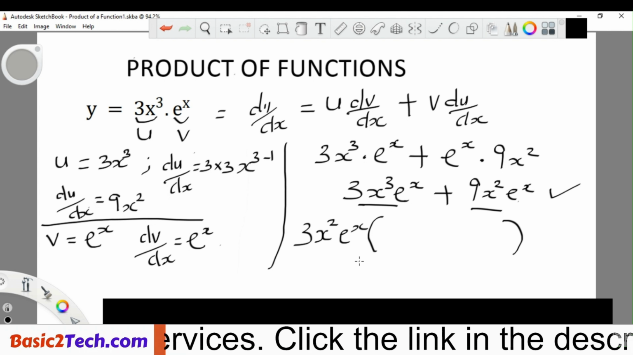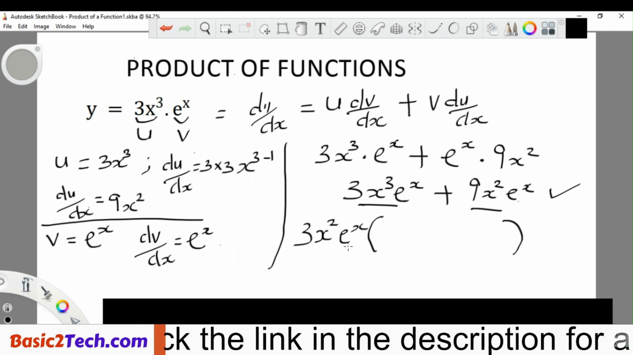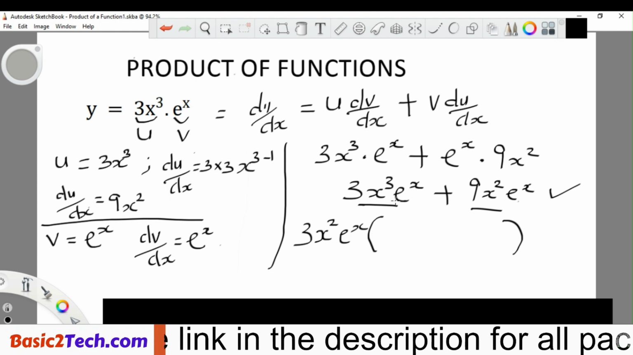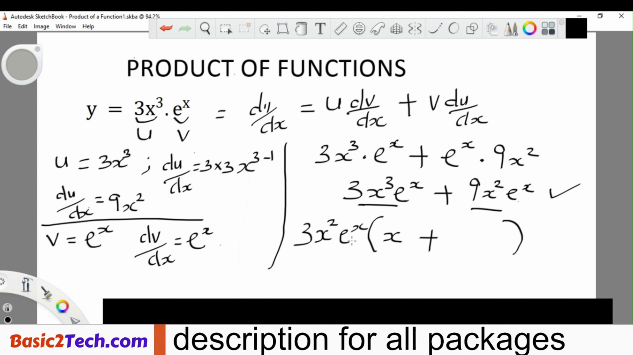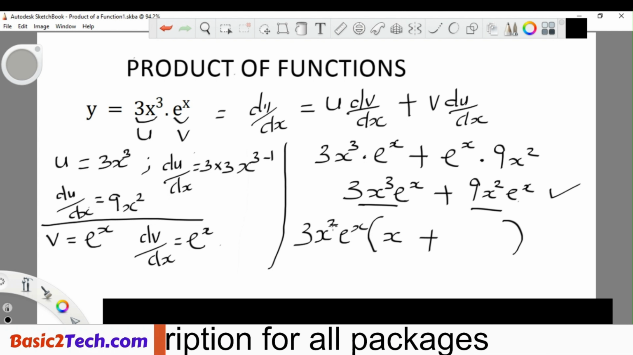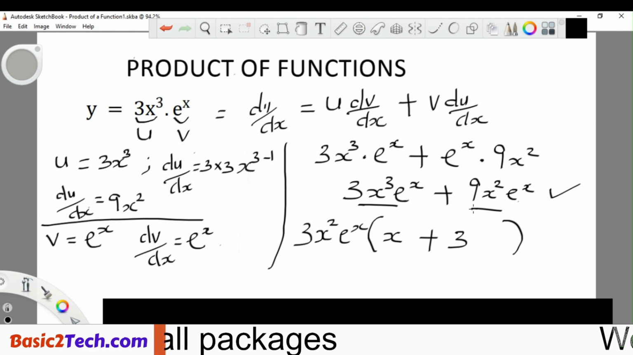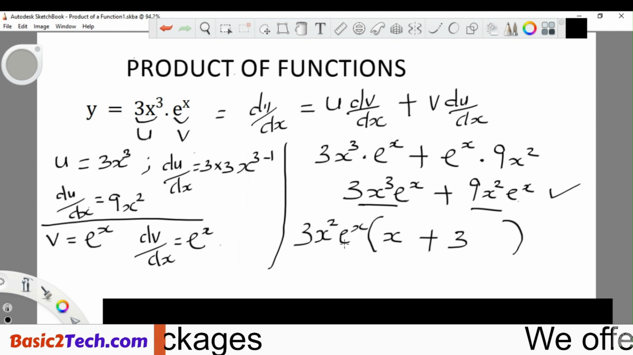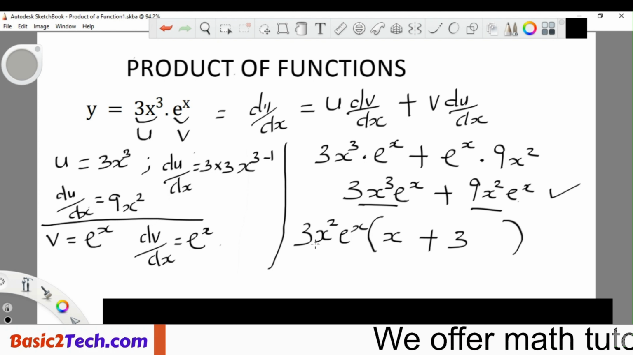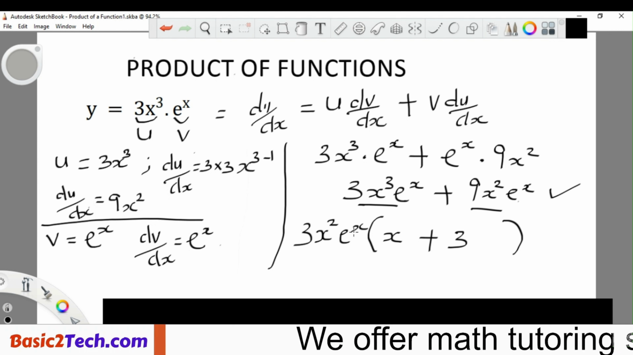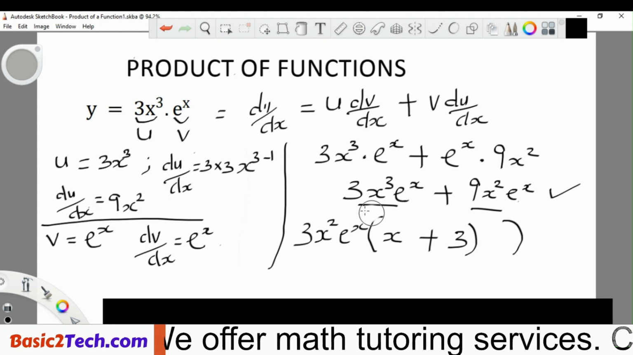So when we divide this common factor by this, we get x plus 3 divided by 3 is 1... 9 divided by 3 is 3, x squared divided by x squared is 1, and exponential x divided by exponential x is 1. So our answer is 3x squared e to the x, open bracket x plus 3. So this is our final answer.